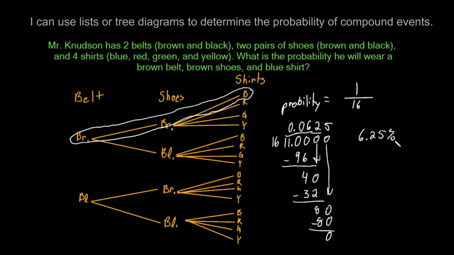So that was it for our video. We gave one simple example of how to draw a sample space and create a list, and we gave one a little bit more complex example. So I hope after watching this and getting a little bit of practice, you can say, I can use lists or tree diagrams to determine the probability of compound events.